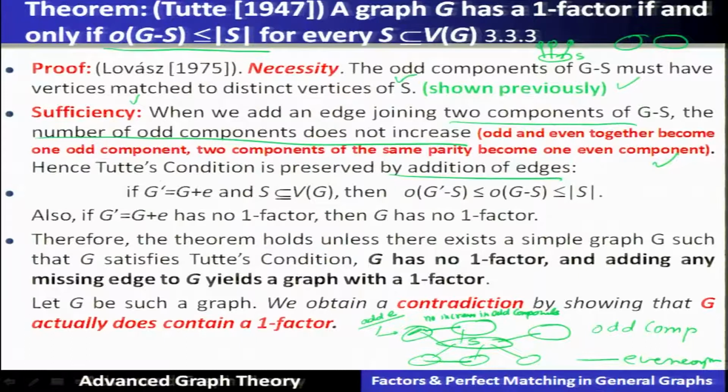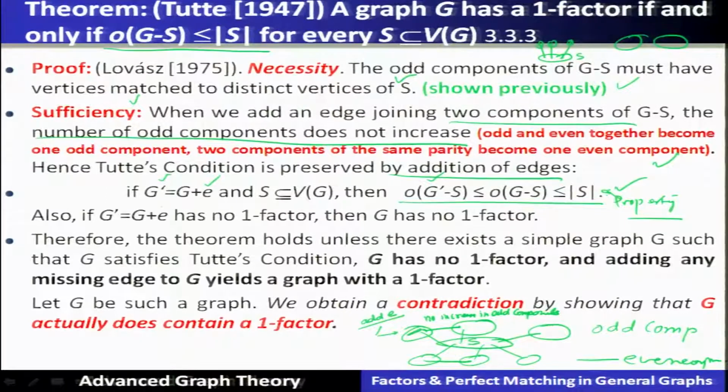Let us assume that an edge e is added sufficiently into the graph and we obtain a graph G prime. Then the number of odd components in the new graph G minus S will have the same value. This particular property is not affected, so that is basically sure.